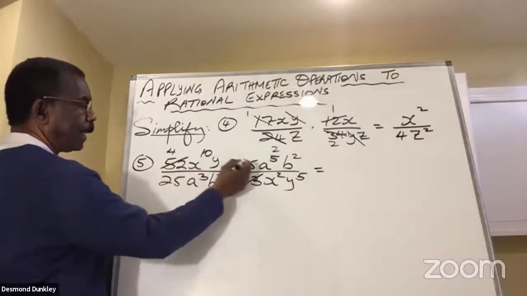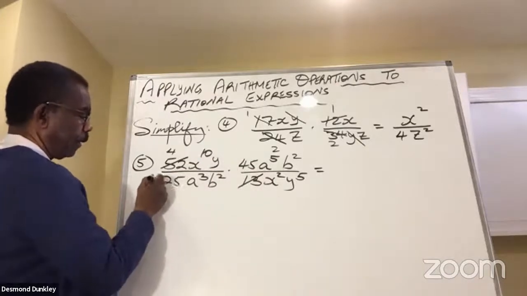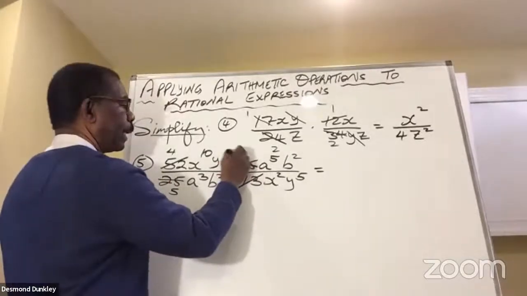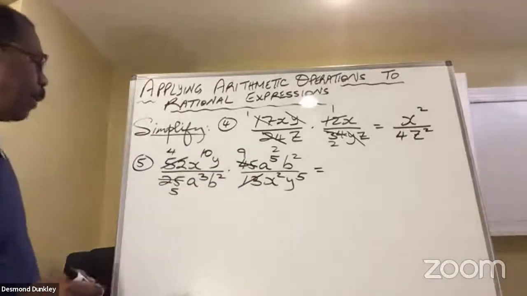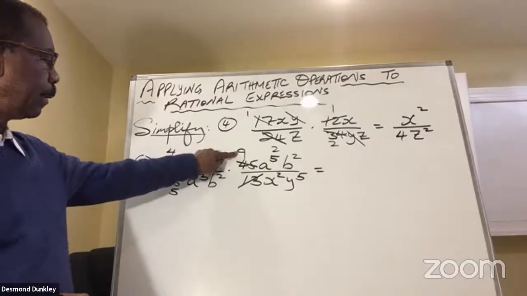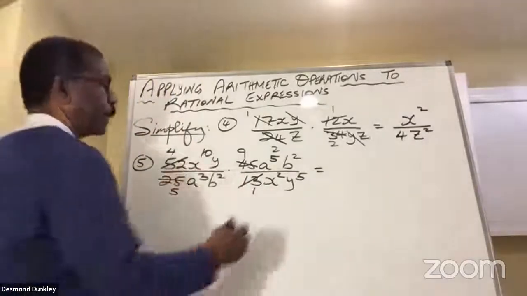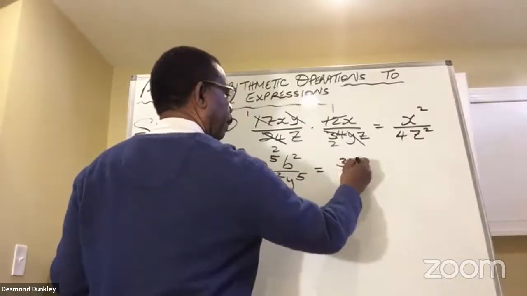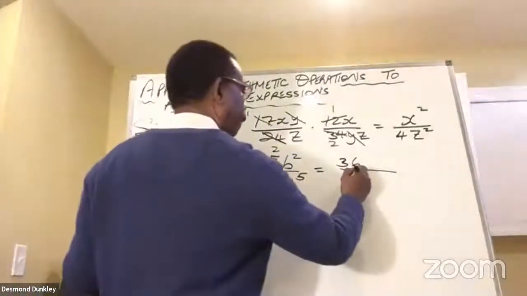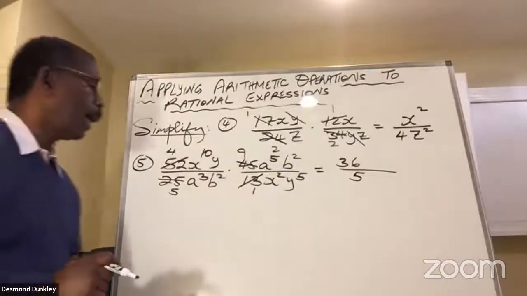I see 25 and I see 45. I could divide top and bottom by 5. So 5 into this goes 5. 5 into this goes 9. So am I done with all my numbers? I think so. So I have 4 times 9 and 5 times 1. So 4 9s, 36. And 5 times 1 is 5. So those are the numbers.